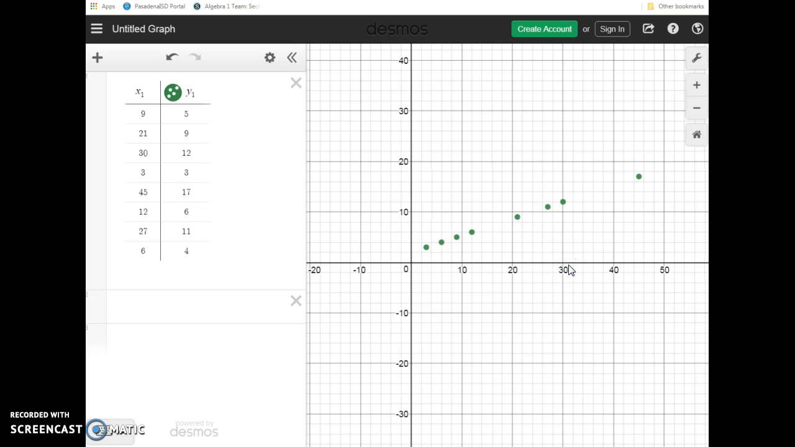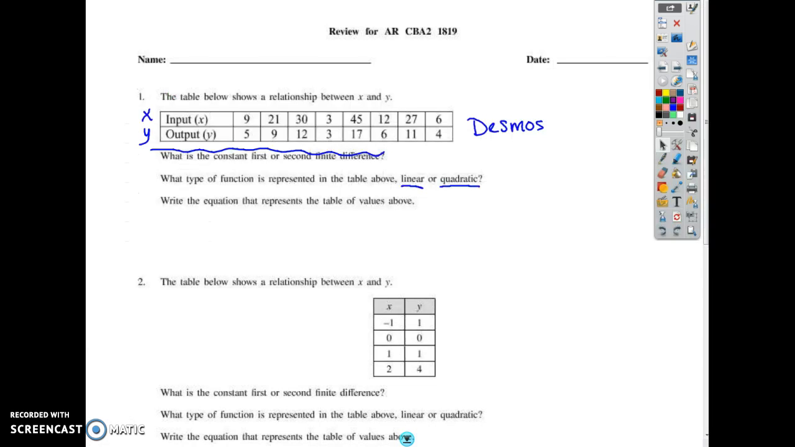Does this look linear or quadratic to you? Linear. It forms a line. Those points are going to form a straight line. So on our paper, we're going to put linear. So write it down.